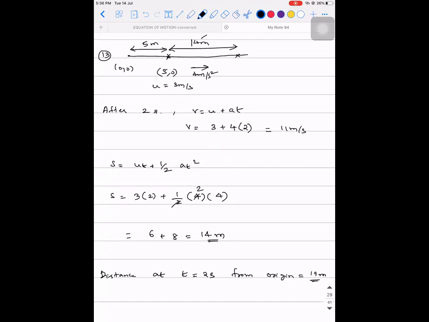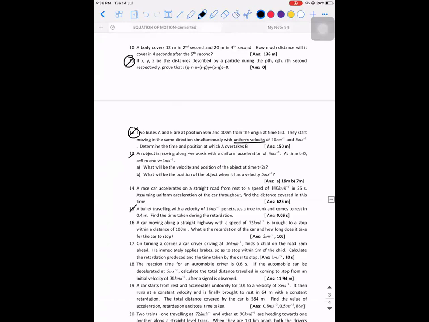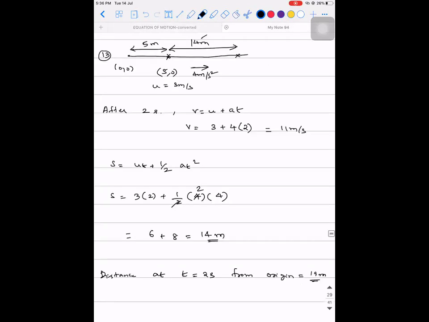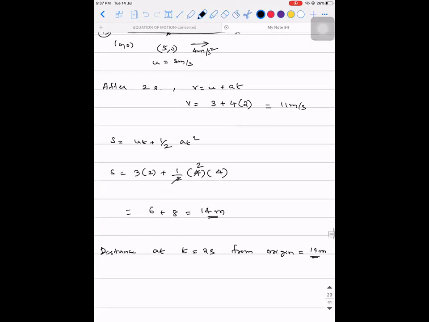So what is the next part of the question? What will be the position of the object when it has a velocity of 5 meters per second? So you need to find out what will be the time at which the velocity of the particle will become 5 meters per second. Then you need to find the position of the particle. Did you guys understand that part?